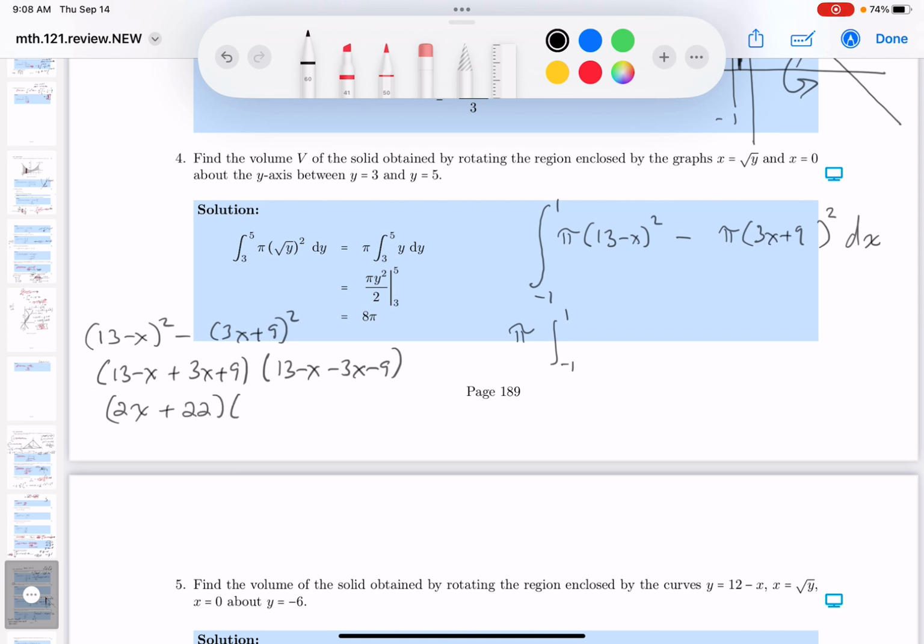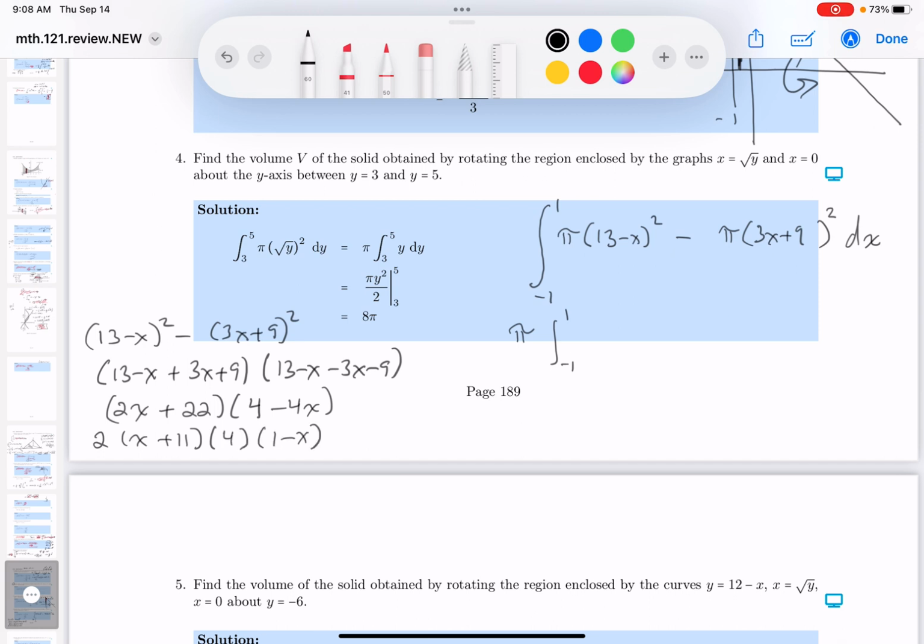Let's see what you get over here. I'm going to say 13 minus 9 is 4, and minus 3x minus x is minus 4x. I'm always looking for something that makes my arithmetic easier, and I'm going to factor this now. So 2 comes out, and you get x plus 11. And a 4 comes out from this, and then you get 1 minus x.